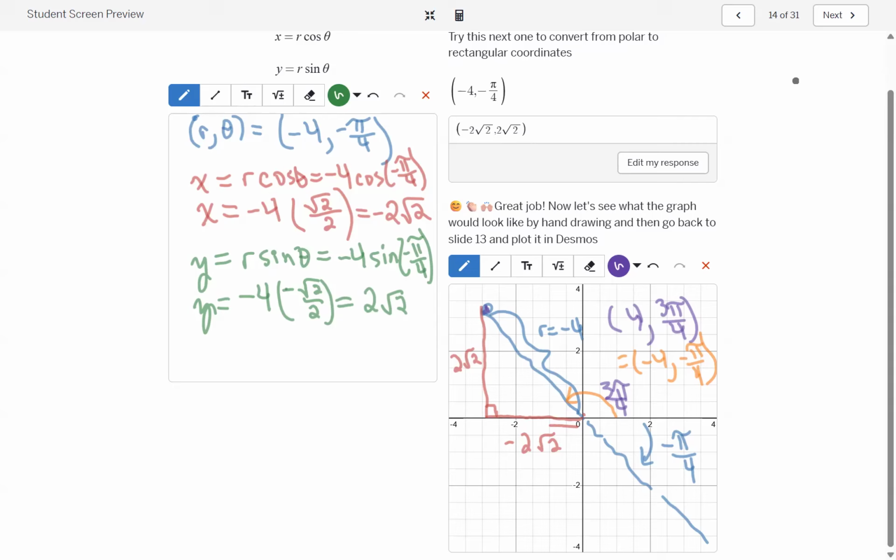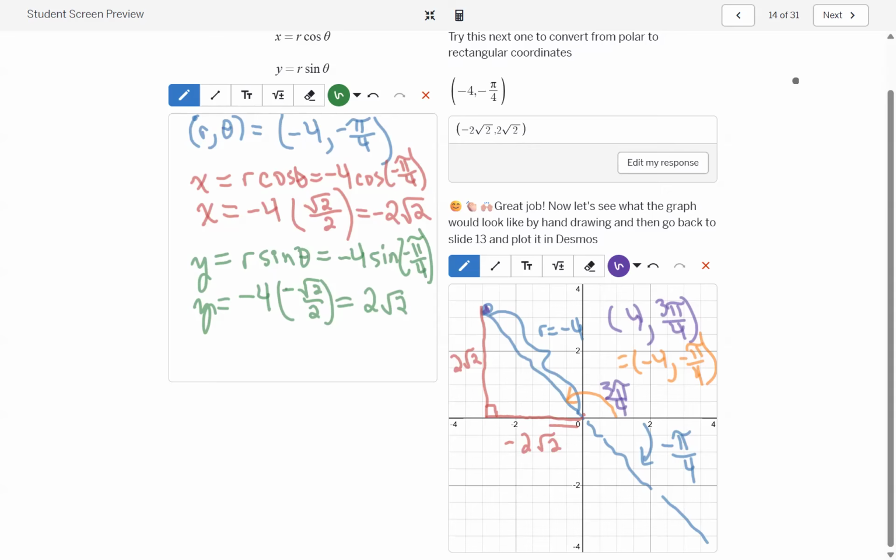Why does the radius, for the hypotenuse, say negative 4? Because originally I was plotting the original negative 4, negative pi over 4. So the negative 4 is also implying the direction. Normally, when we draw a right triangle or any triangle in the unit circle, the hypotenuse is positive. But in polar coordinate systems, sometimes that radius distance is negative to imply the direction we went.